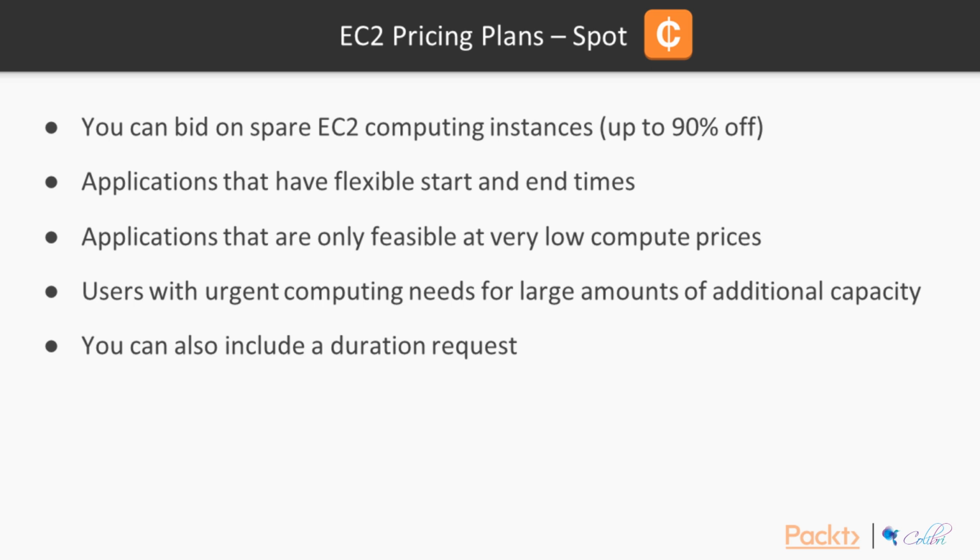You think about using spot instances when you have applications that can have flexible start and end times, applications that are only feasible at very low compute prices, and users that have urgent computing needs for large amounts of additional capacity. You can also include a duration request for spot instances, and if you include a duration requirement with your spot instance request, your instance will continue to run until you choose to terminate it, or until the specified duration has ended. Your instance will not be terminated due to changes in the spot price. So even if the market spot price moves up and your bidding price is not valid anymore, your instance will not be stopped if you have specified that duration parameter.